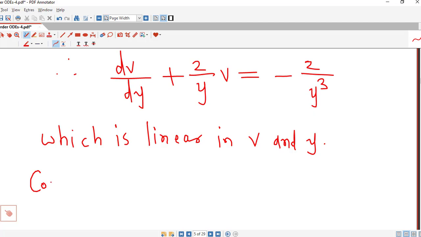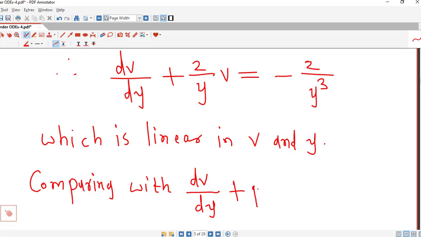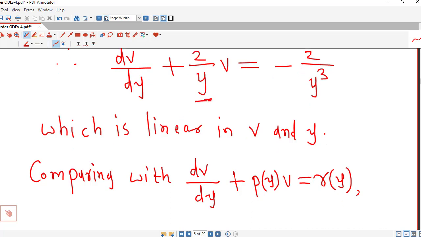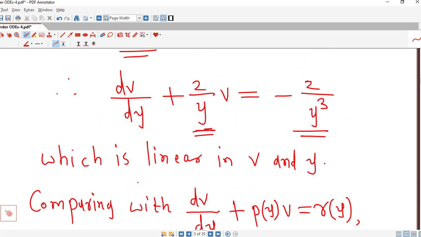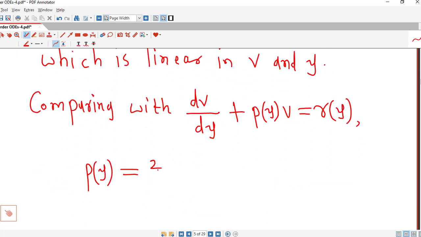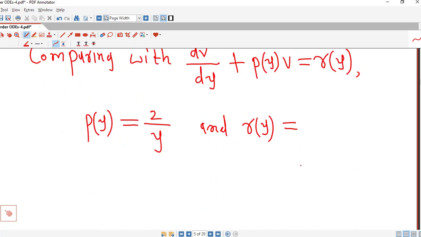So we compare this equation with the standard form of linear differential equation in dependent variable v and independent variable y. So that is going to be Py into v equal to Ry. So the coefficient of v is Py and this is the right hand side, Ry. Py, that is a function of y, equal to 2 divided by y, and Ry equal to minus 2 over y cube.